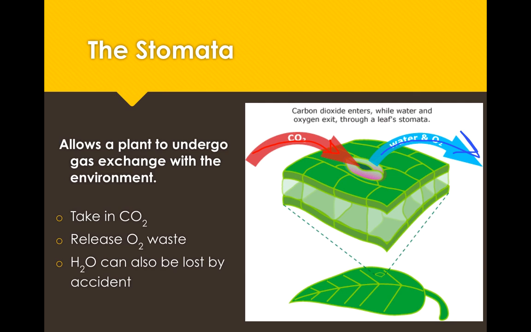They can release water through their stomata, which is right here. This little opening can open or close. These are two guard cells. That's one guard cell. They can open or close to allow gases through. Again, they take in CO2, they release oxygen as waste, and water can also be lost, kind of by accident.